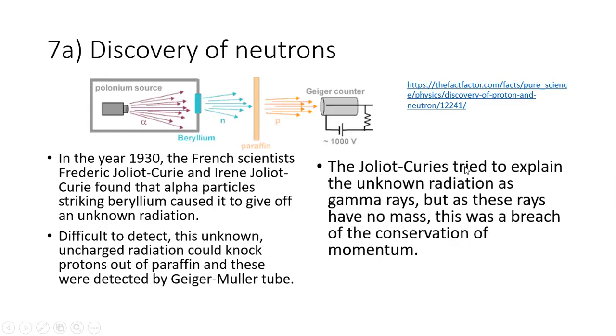Joliot-Curie tried to explain the unknown radiation as gamma rays. But a gamma ray has no mass. So if we consider alpha colliding with beryllium, using conservation of momentum, it doesn't make sense. It must have a mass.